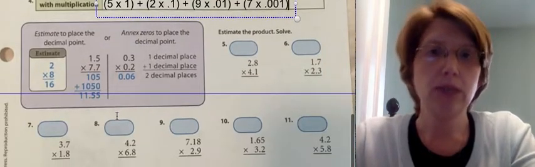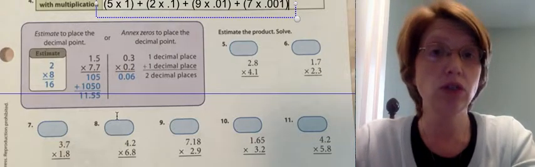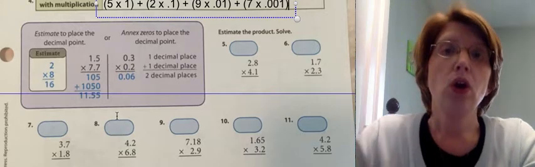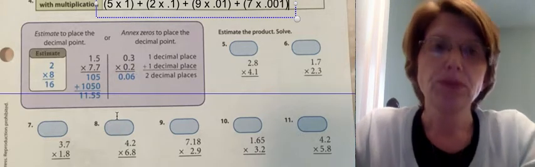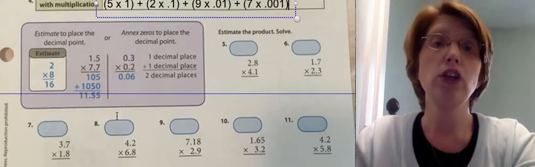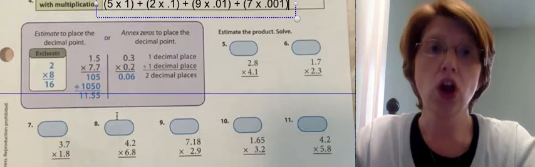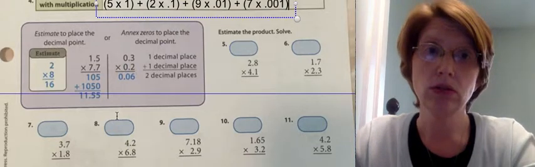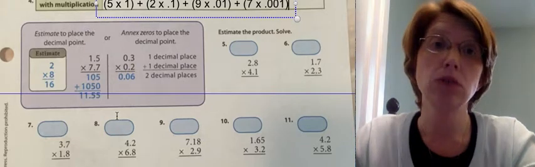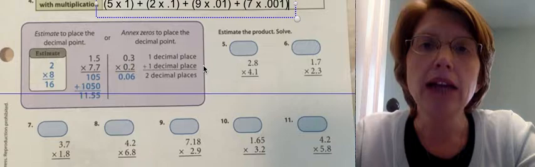The rest of this page is estimating the numbers and then practicing the multiplication, which is what we did yesterday. I'm going to remind you. Remember, you multiply like normal, and then when you are finished, you count how many numbers are behind decimals, okay? And then that's how many need to be behind decimals in your answer. Okay? So look at number 5.